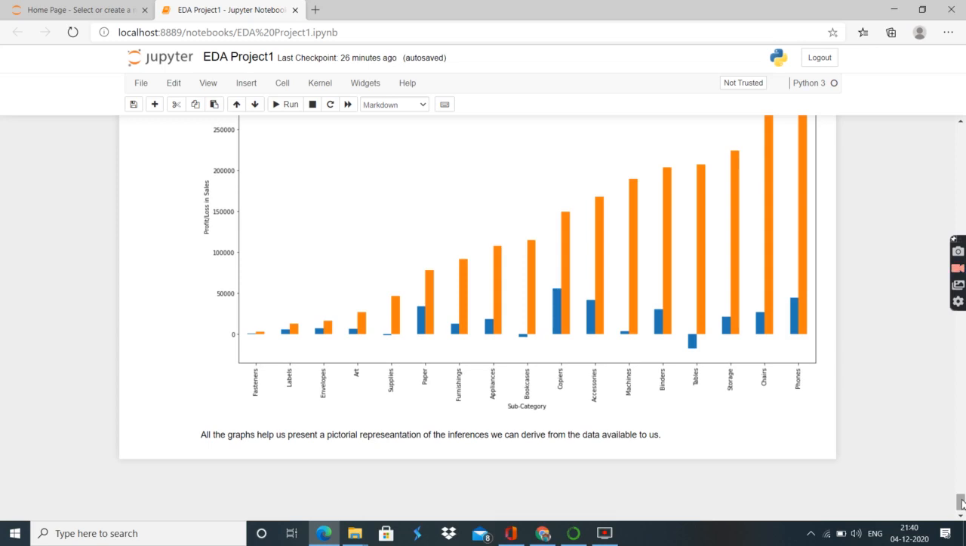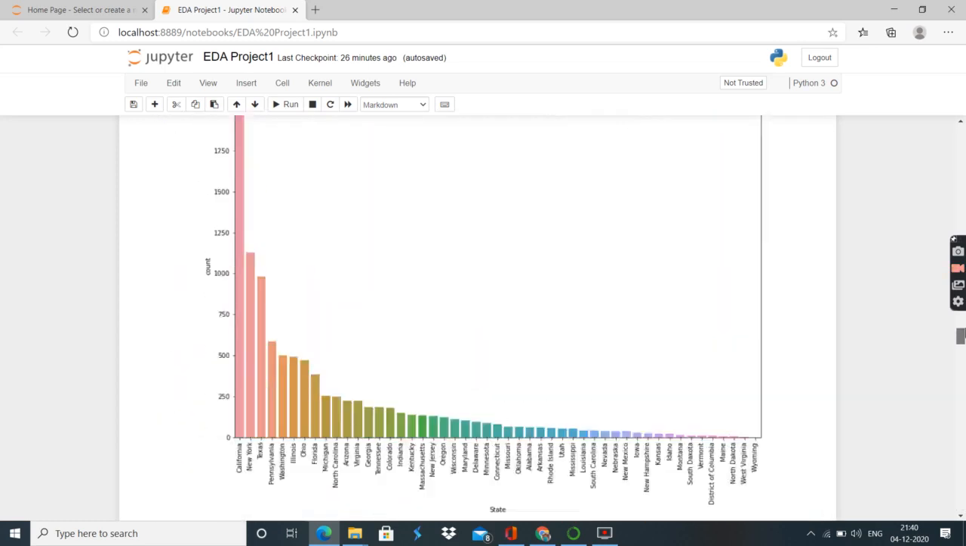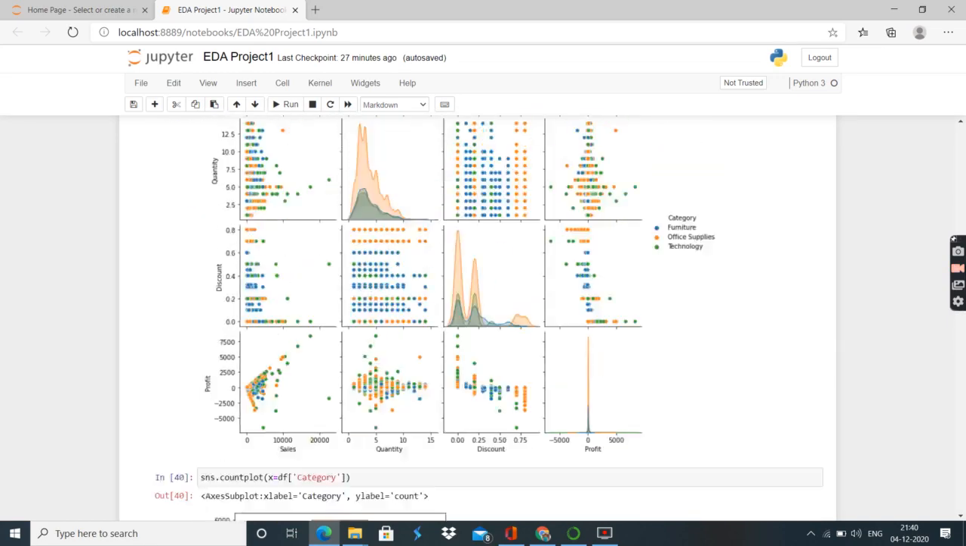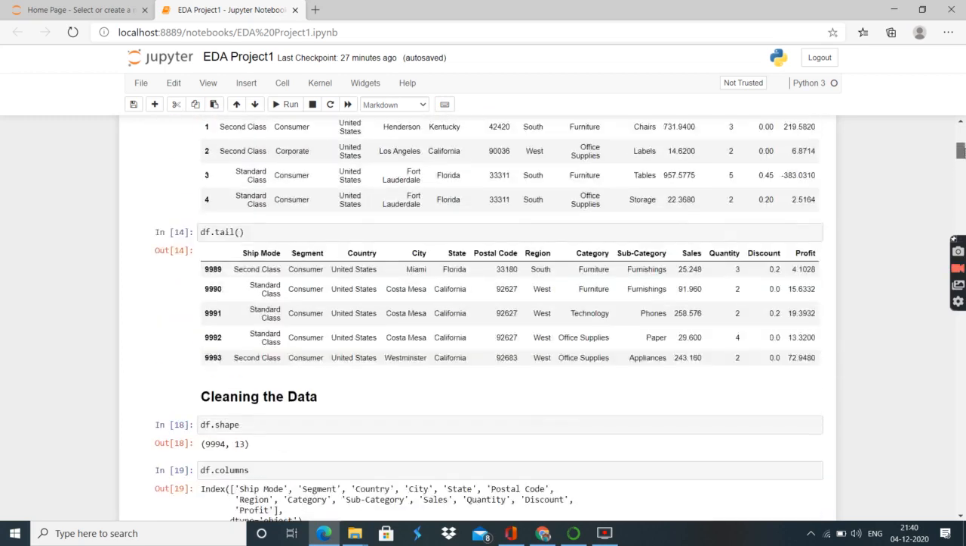So all these graphs help us present a pictorial representation of all the inferences we can derive from the data available to us. And that is why this method is very widely used in order to get an idea about how your business is performing, what measures you need to take, in which direction the business is inclined to, and several others.